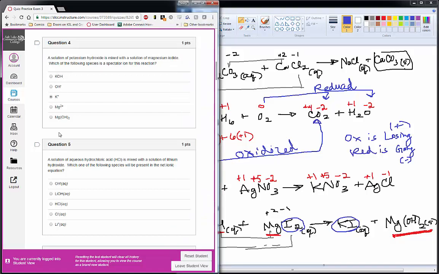So either potassium or iodide would be correct. Of course, only one of those is listed. It would never make you choose between 2 right answers. So we'll say potassium is our spectator ion.